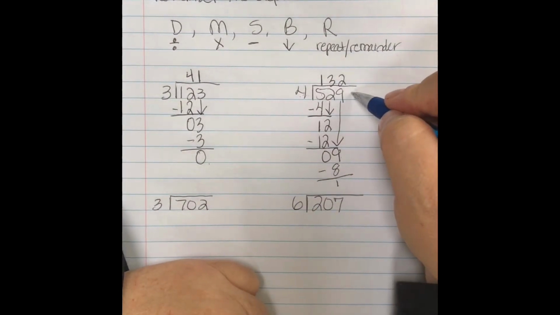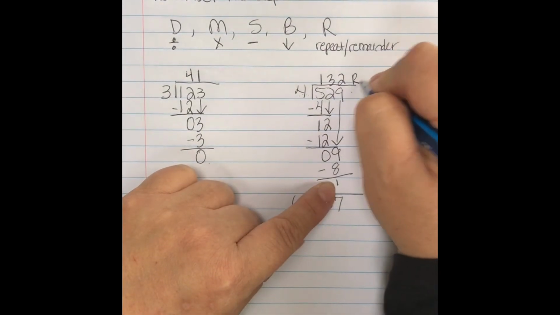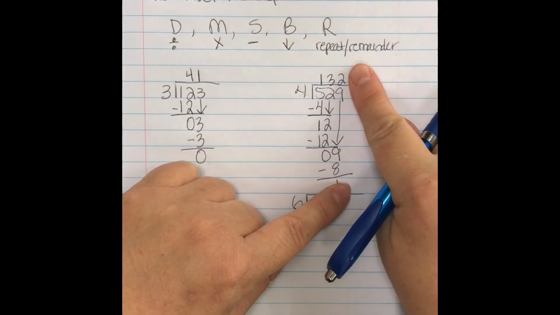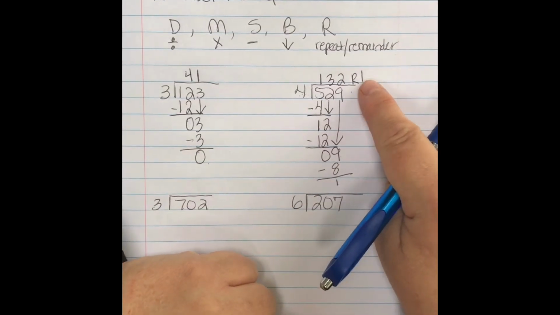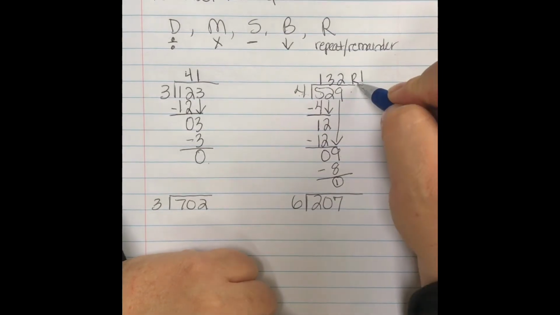There's nothing left to bring down, and so that becomes my remainder. So then I write R1. Make sure that you don't just ignore that. If you just answered this problem as 132, you would get it wrong. You have to make sure you write remainder 1. Make sure that you circle this or whatever you need to do to include that in your answer.